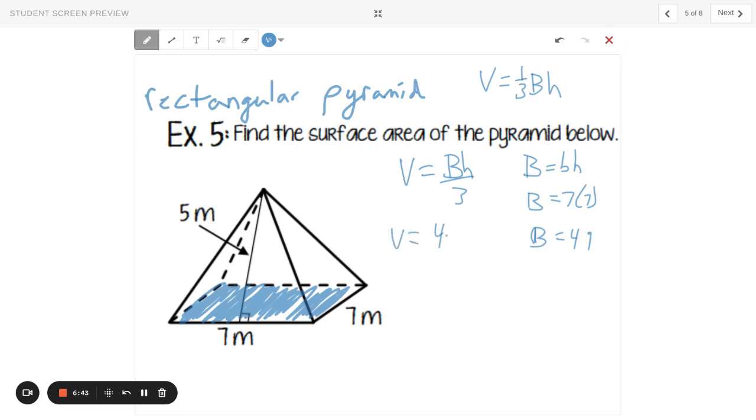So then your big B is 49, and the height of the pyramid is 5. Divide by 3. So 49 times 5 is 245. Divide by 3 is 81.66, repeating, meters cubed.